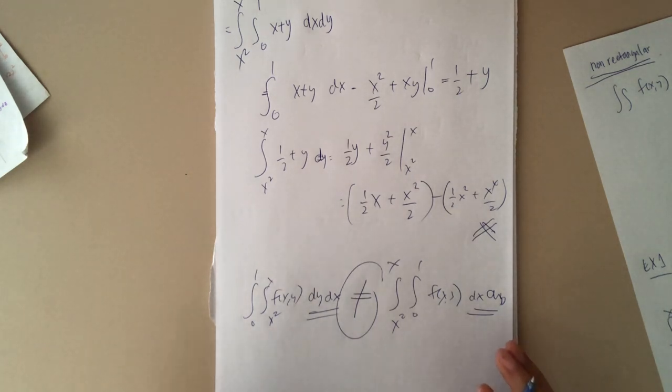There is another way that I will show you in the next video, how to change the limit for non-rectangular. So please bear in mind that for rectangular, it's okay if you want to interchange the limit. But for non-rectangular, you can't do that. There is a specific way to interchange it. I will show you in the next video.